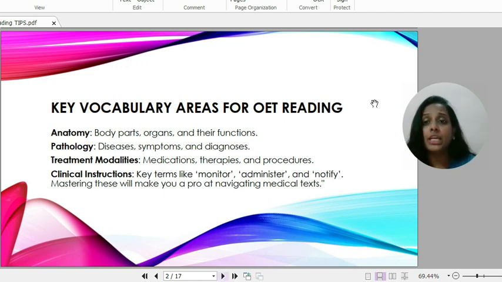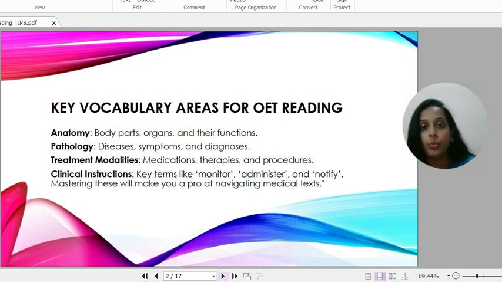The next one is the treatment modalities. Your ability to recognize and understand treatment modalities, whether pharmacological or non pharmacological, is essential for interpreting medical literature. This could involve everything from the administration of specific medications, the rationale behind different therapeutic approaches, or the details of diagnostic and therapeutic procedures. Understanding the terminology related to interventions will enable you to quickly digest treatment plans and recommendations within OET reading text.